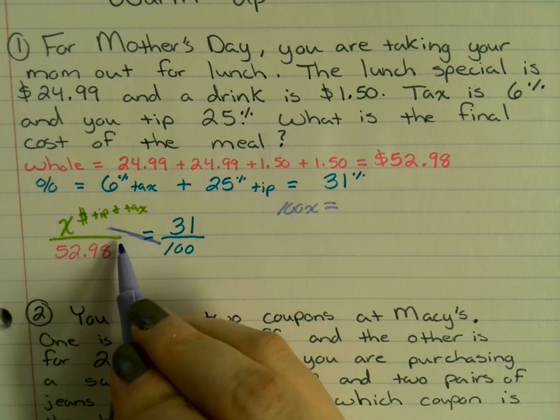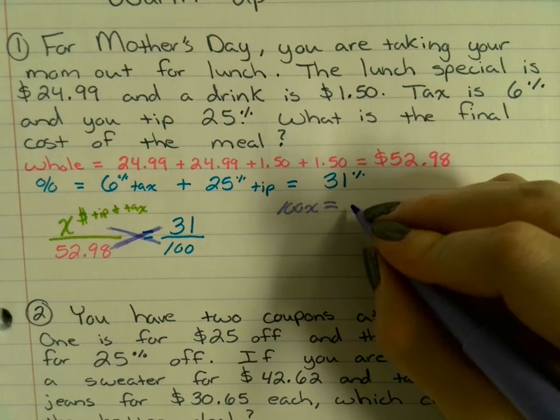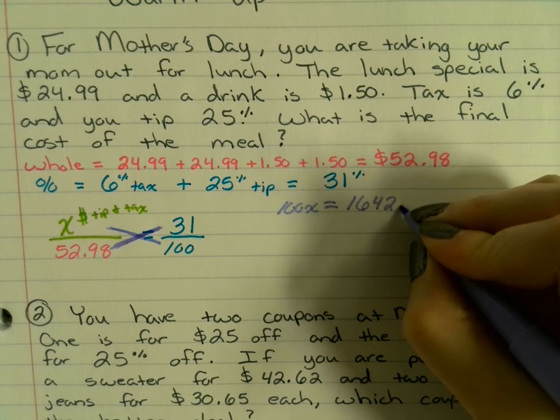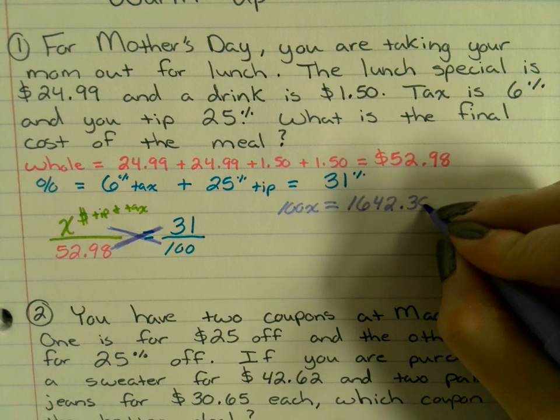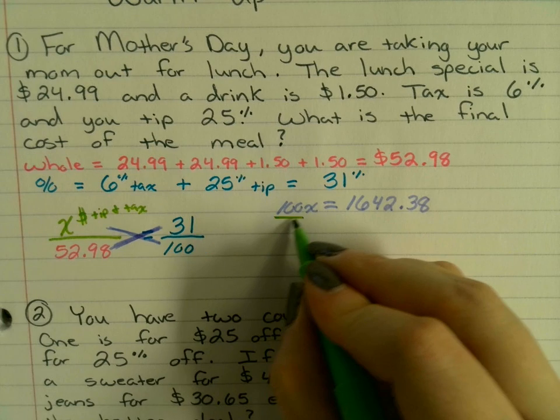We're going to multiply 52.98 times 31, which is going to give us $1,642.38. And then we're going to go ahead and divide both sides by that 100.